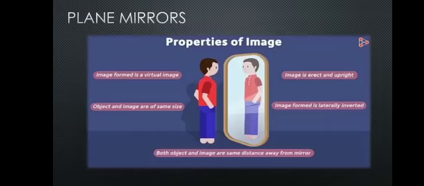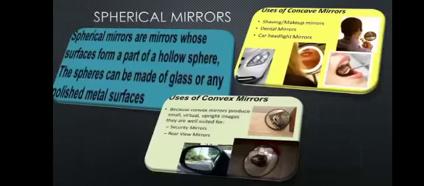And the last property is both object and image are at the same distance from the mirror. When you stand in front of a mirror at some distance, the distance of your image inside the mirror will be the same as the distance you are in front of the mirror. So these are the plane mirrors.